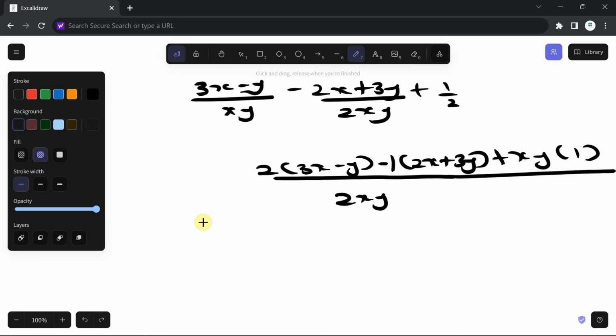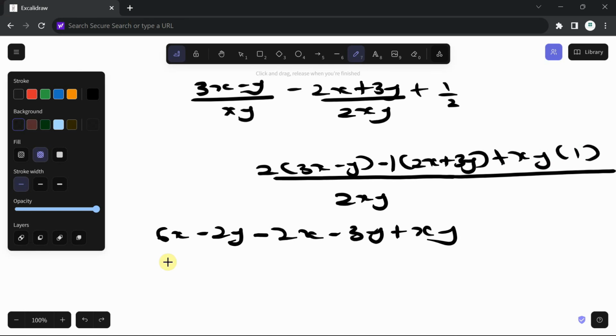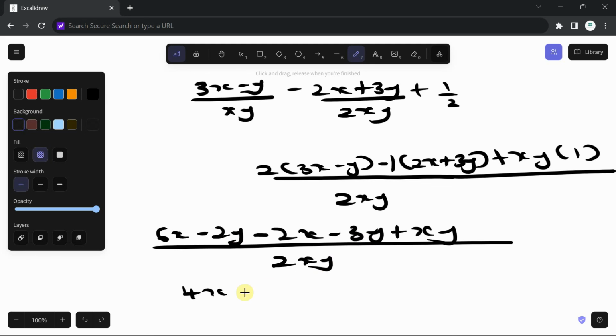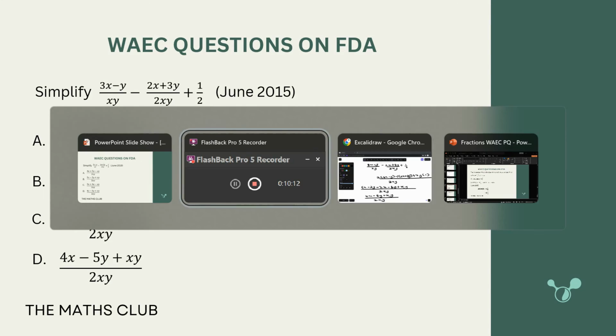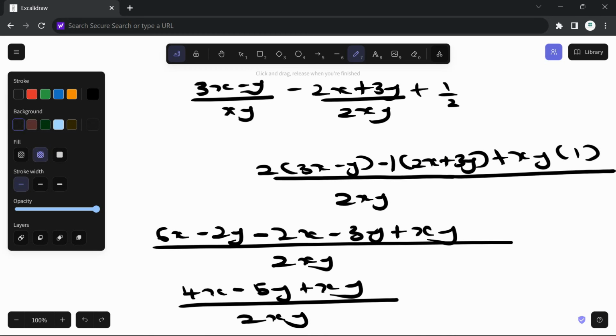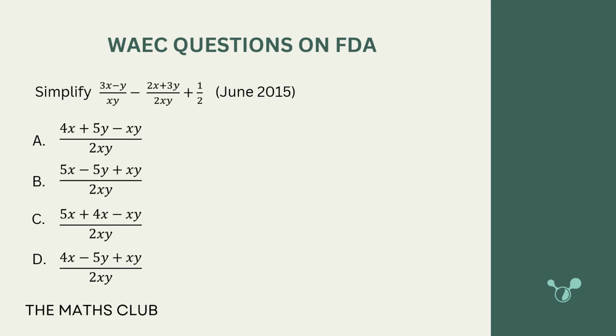So let's open the brackets. 2 times 3x is 6x, minus 2 times y is 2y, minus 1 times 2x is 2x, minus 1 times 3y is 3y, plus xy, so this will be plus xy all over 2xy. So 6x minus 2x, that is 4x. Minus 2y minus 3y, that is minus 5y. Then plus xy all over 2xy. So let's see our answer. We have 4x minus 5y plus xy, all over 2. So that's option D. Great.